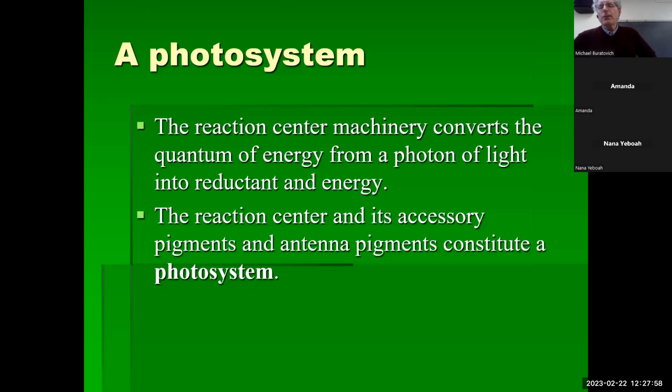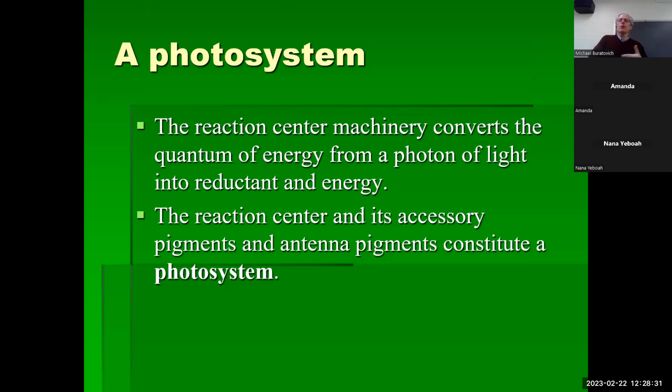So the reaction center takes that quantum of energy from the LHCs, that photon of light, and is able to take the reaction center chlorophyll and excite it. It now goes from being a lousy reducing agent to being a really good one. And it will be used to give electrons to an electron transport chain that will give those electrons to NADP to make NADPH.